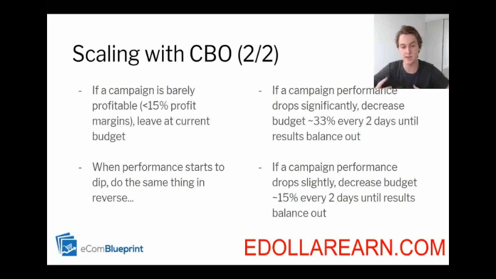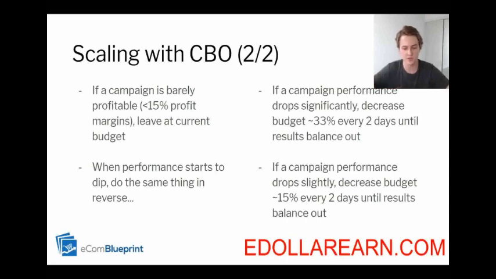Now, if a campaign is barely profitable, so less than 15% profit, I would just leave it at the current budget as long as it's not losing money, right? If it's profitable but just on like 10% profit or something, that's not enough profit to really scale that campaign because scaling is probably going to eat up your margins. But if you just leave it running at the current budget, you can collect data and make a little bit of profit on autopilot.